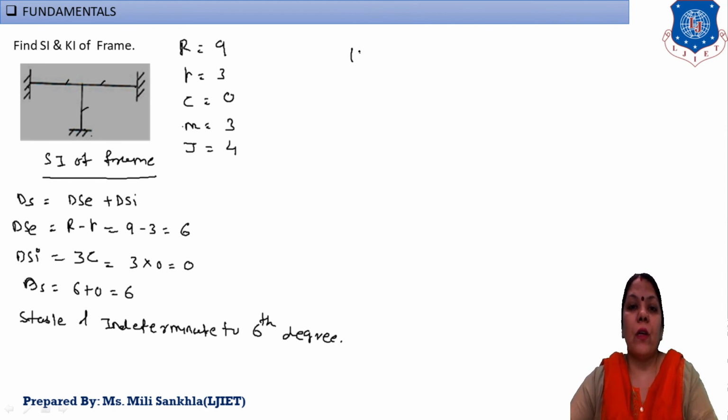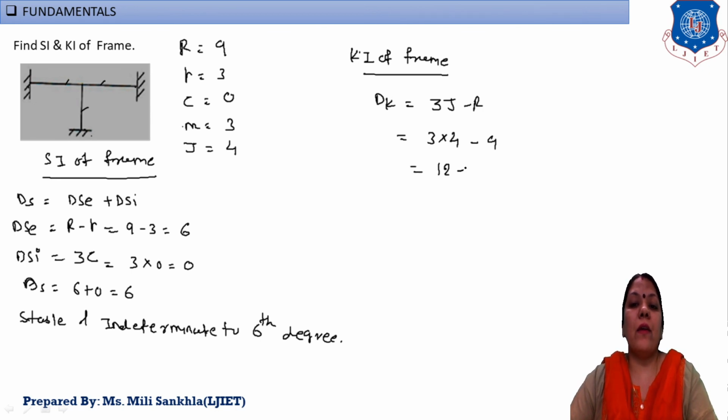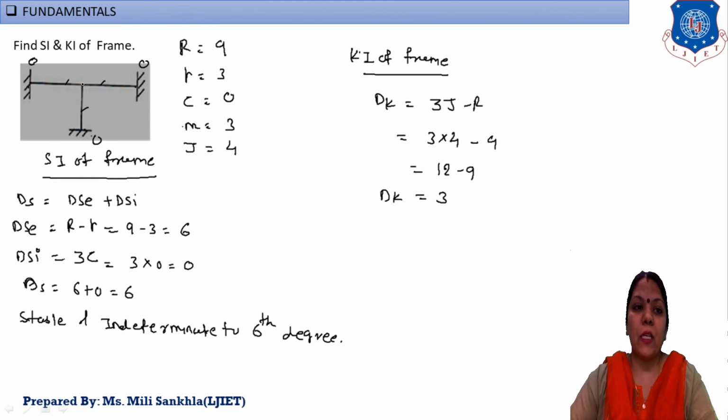Now second, find out KI of frame. Okay, KI of frame. Equation of KI, DK is equal to 3j minus r. 3j is given 4 and r is equal to 9. 4 3s are 12 and minus 9. 12 minus 9 is equal to 3. Now verify whether my answer 3 is right or wrong. Fixed support is allowing for 0 degrees of freedom, 0, 0, and this joint is allowing for 1, 2 and 3. Okay, that is, my answer 3 is right.